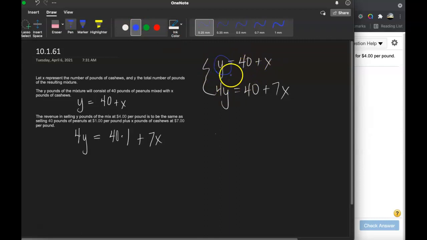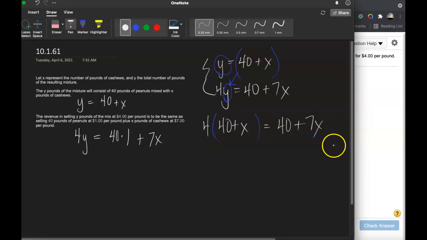And so that means that in the other equation where I see Y, I can substitute what Y equals in for that variable. So I'm going to rewrite this as 4 times 40 plus X instead of Y, right there, equals 40 plus 7X. And now solve the resulting equation.